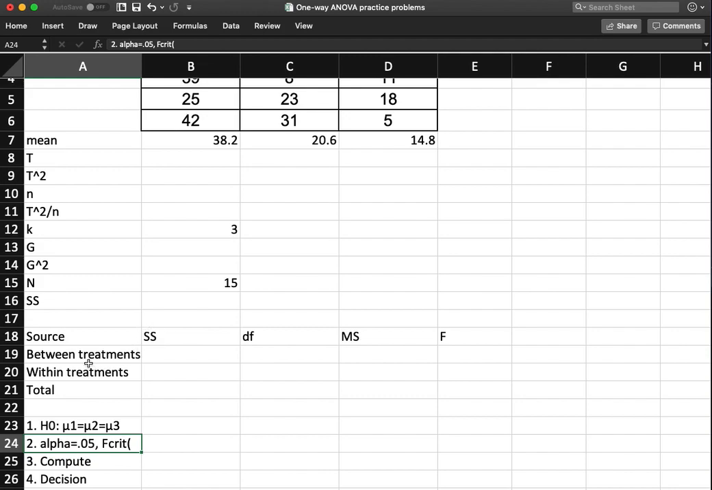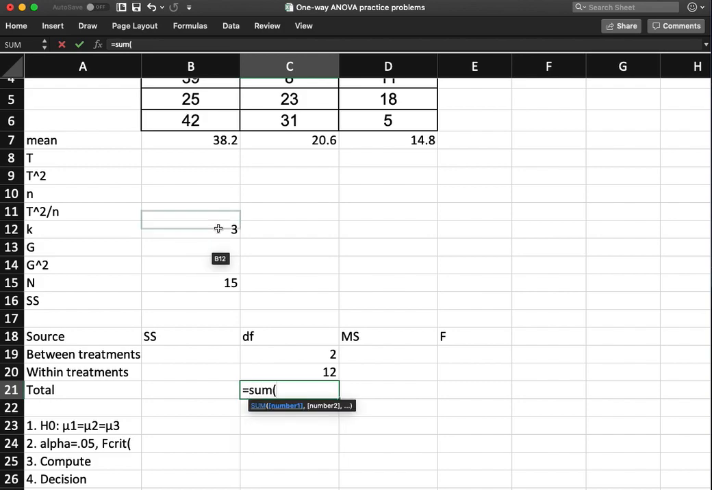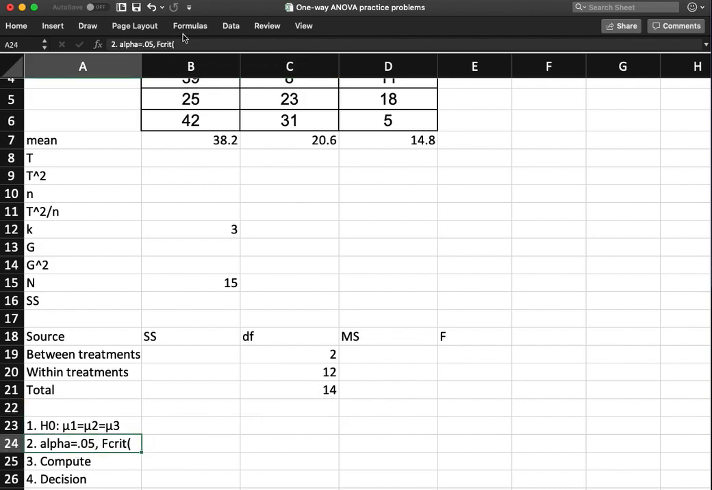So we can compute degrees of freedom between treatments, which is equal to K minus 1. We can compute degrees of freedom for within treatments, which is equal to N minus K. And we can compute the total degrees of freedom 2 ways. We can add between and within, which should be 14, or we can say it's big N minus 1. It's the same number either way, but it's often good to double check just to make sure you're on the right track. So now we need to look up a critical value for an F with 2 and 12 degrees of freedom.